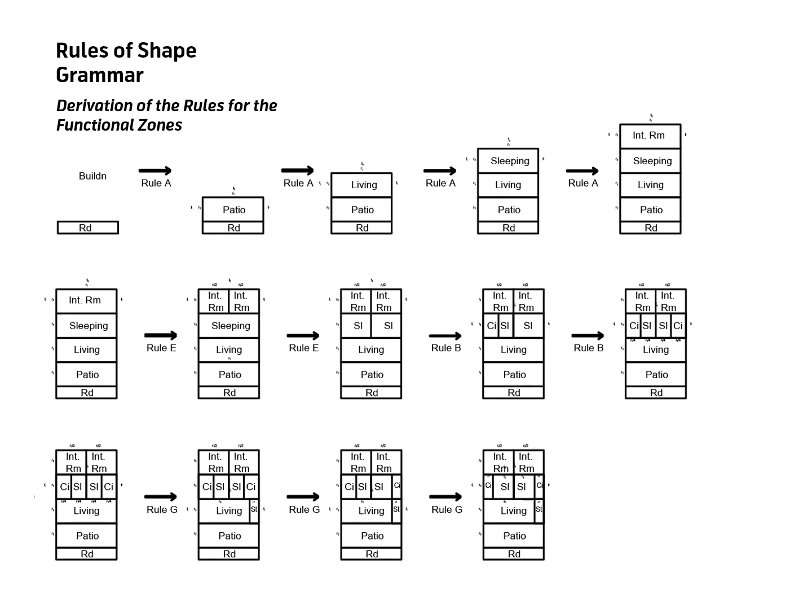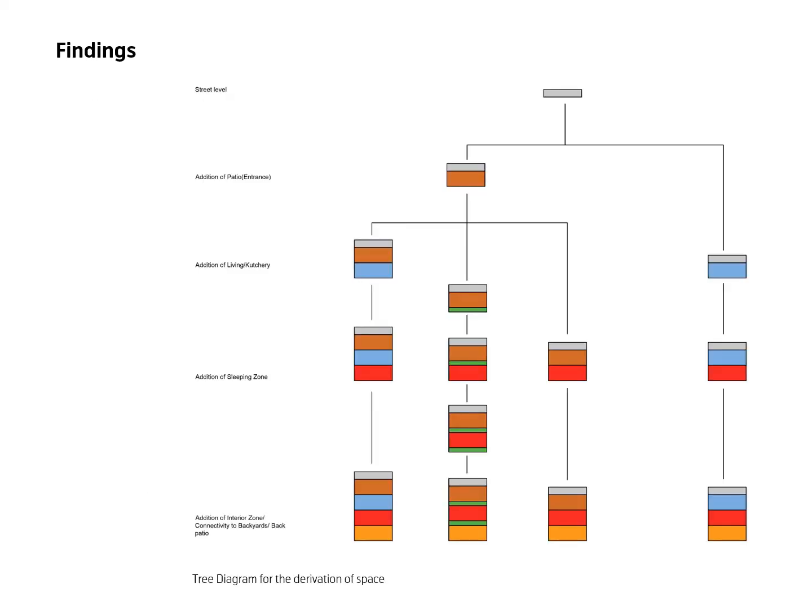This is the simplified version of the derivation of the rules, which indicates that the space of the buildings are very incremental in nature. The other consolidated type houses are also following the spatial formation and layers from street levels to the backyards.